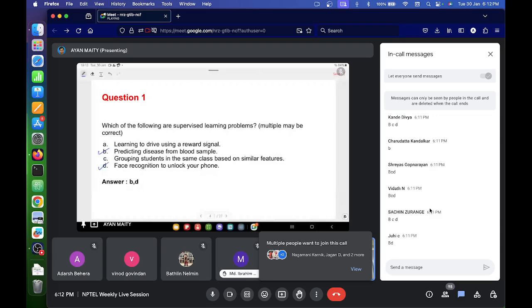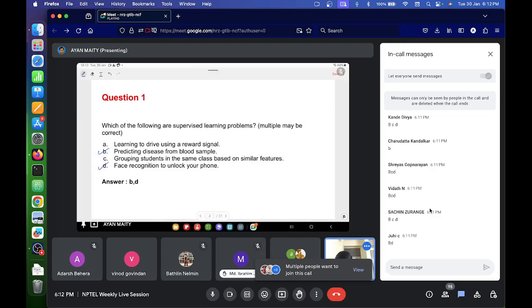The second option is predicting disease from blood sample. In this case, if you want to predict a disease from blood sample, you need to have the class labels or a decision variable in your data set, and if you have a decision variable in your data set, that is supervised learning. So you are predicting a specific disease from the blood sample, so you need to have this decision variable, and that would be the output of your model. So option B is supervised learning.